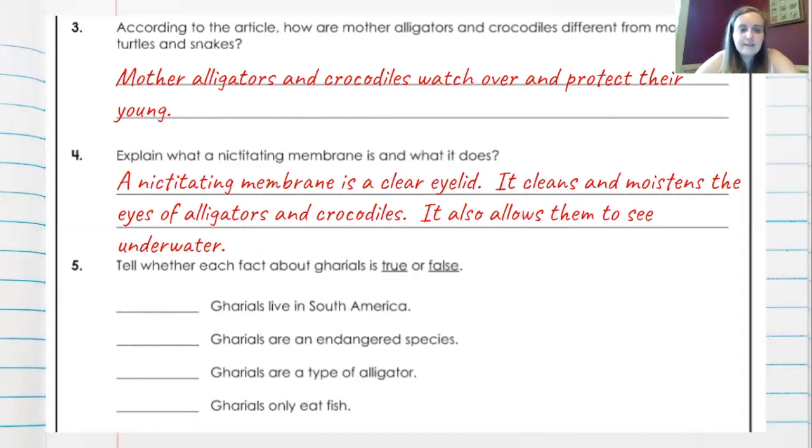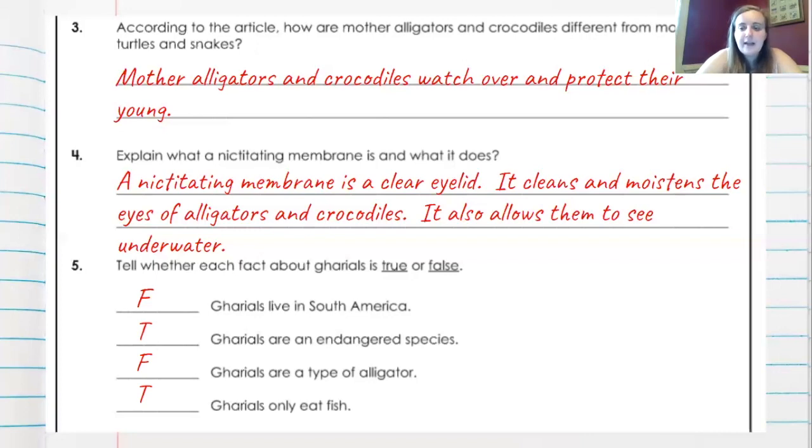And then number 5, it says, tell whether each fact about gorillas is true or false. That first one, so gorillas live in South America, that is false. Gorillas are an endangered species is true. Gorillas are a type of alligator, that is false. And then gorillas only eat fish, that is true.